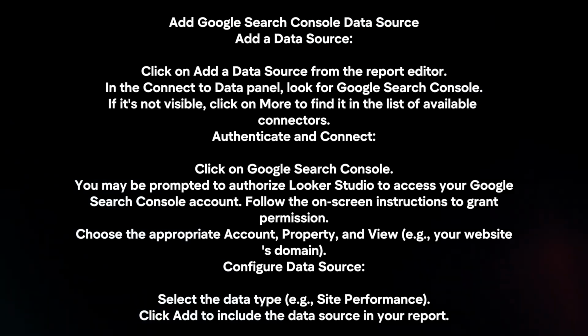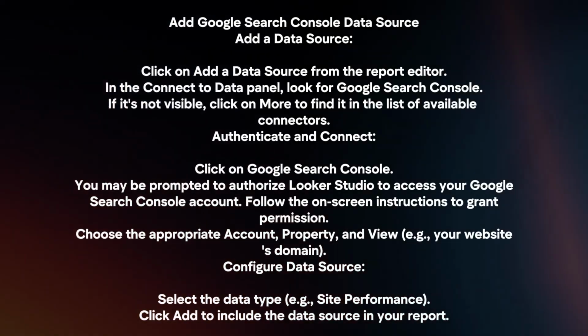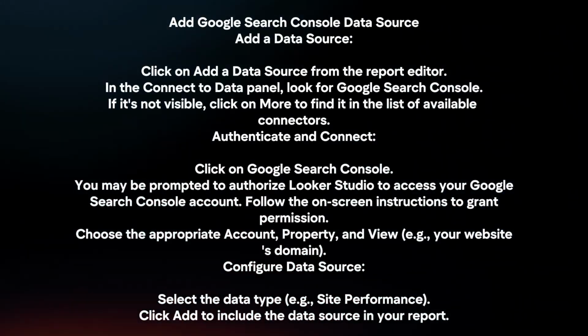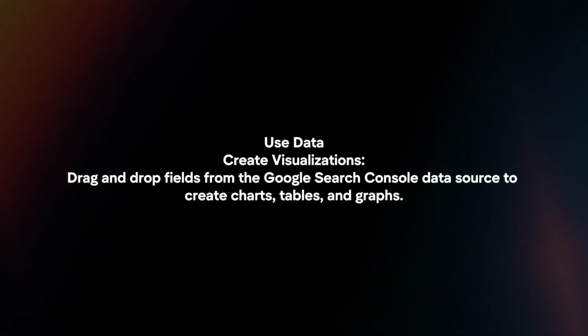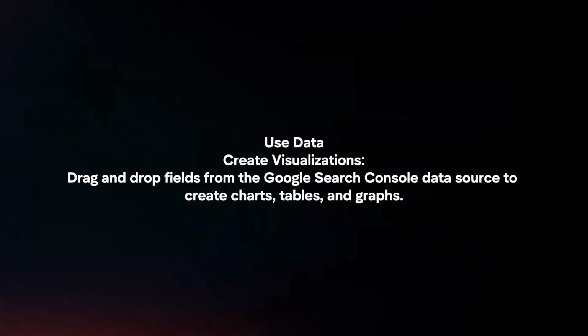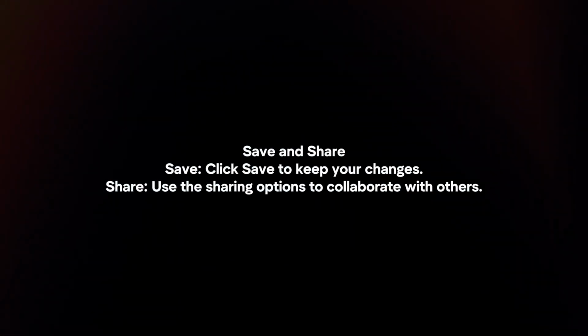Configure data source. Select the data type. Click Add to include the data source in your report. Use data. Create visualizations. Drag and drop fields from the Google Search Console data source to create charts, tables, and graphs.